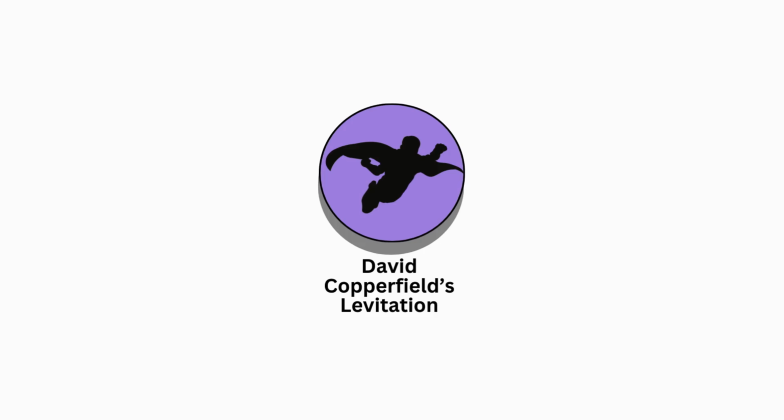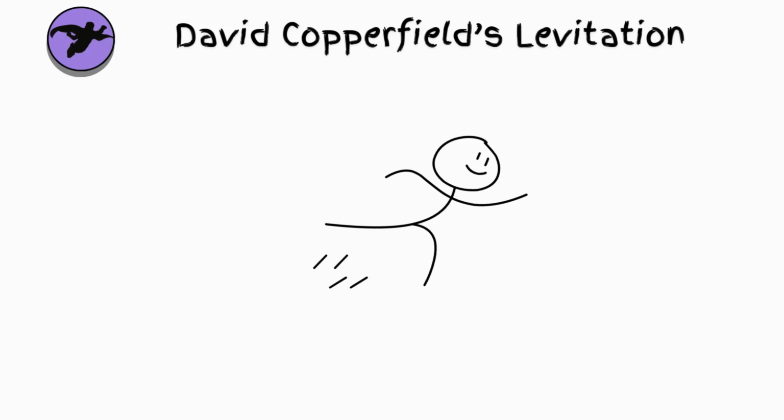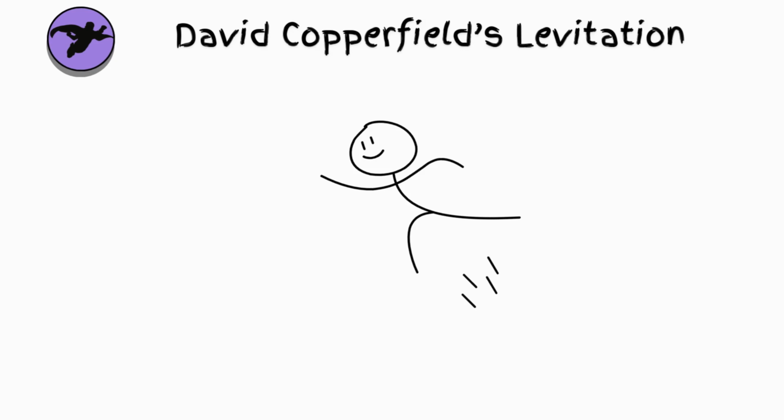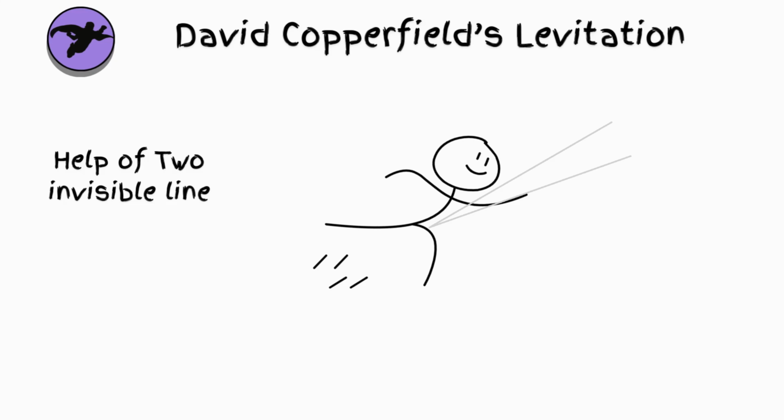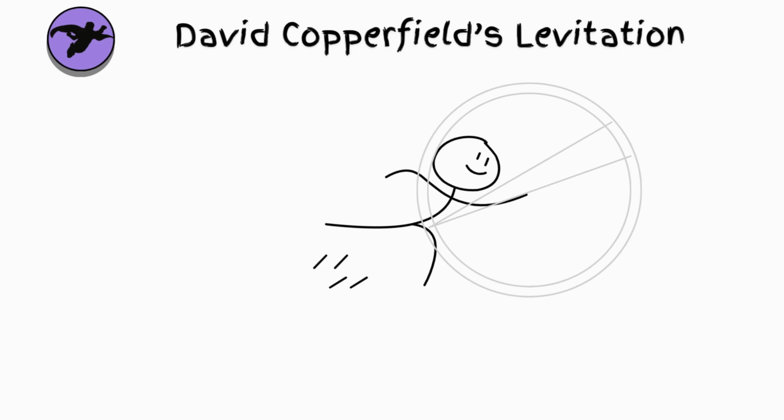David Copperfield's levitation. In this iconic levitation trick, Copperfield appears to float around the stage effortlessly. The trick relies on two nearly invisible wires attached to an acrobatic belt. Clever use of rings and a glass box with holes conceals the wires, adding to the realism.